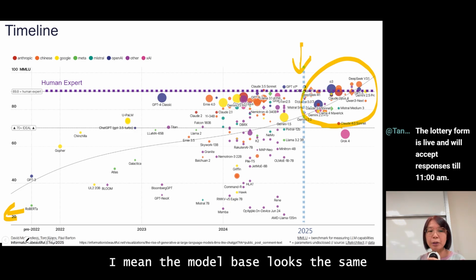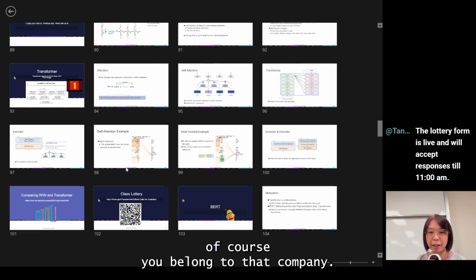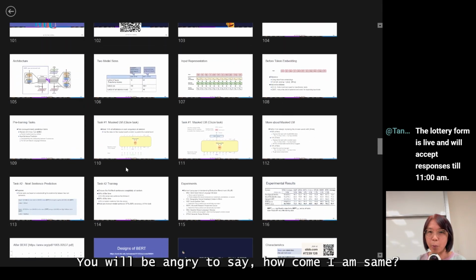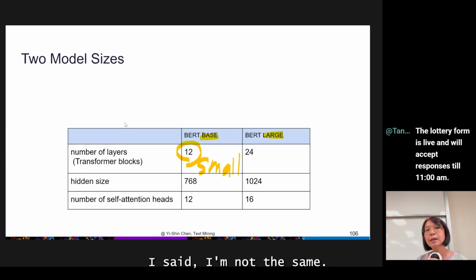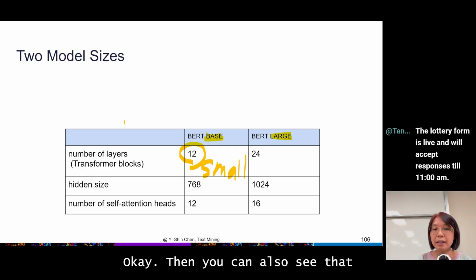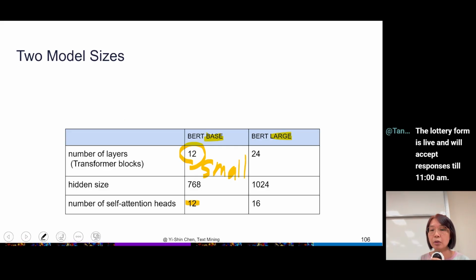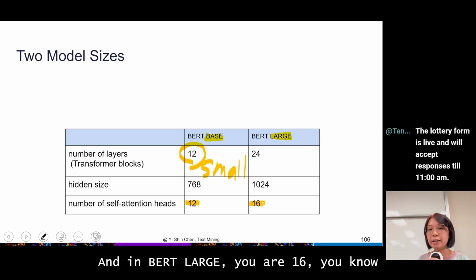I mean, the model bases look the same. Of course, if you belong to that company, you'll be angry and say, how come I'm not the same? No, you are the same. From a data mining perspective, you are all the same. Then you can also see how many attention heads you have. 12 attention heads. And in BERT large, you have 16.